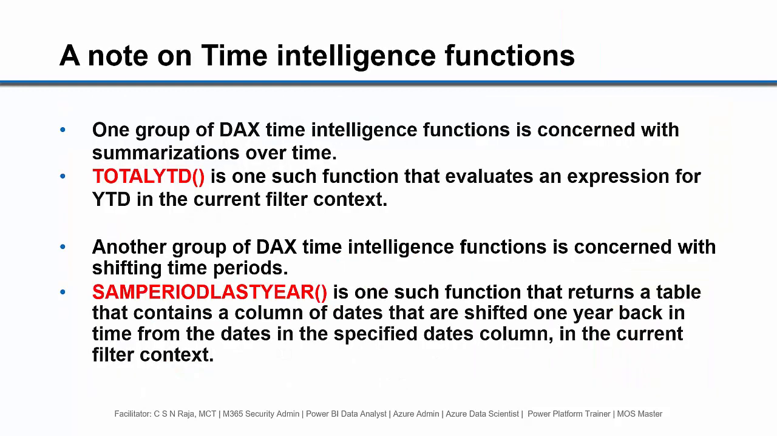When we speak about time intelligence functions, there is one group of such functions concerned with summarizations over time. TOTALYTD is one such function that evaluates an expression for YTD in the current filter context. YTD stands for year to date. Another group of DAX time intelligence functions is concerned with shifting time periods. SAMEPERIODLASTYEAR is one such function that returns a table that contains a column of dates that are shifted 1 year back in time from the dates in the specified dates column in the current filter context.